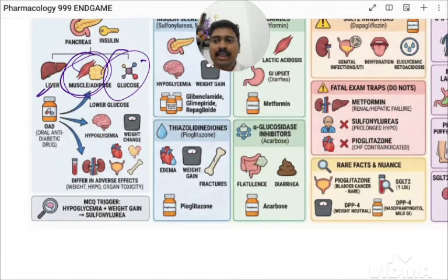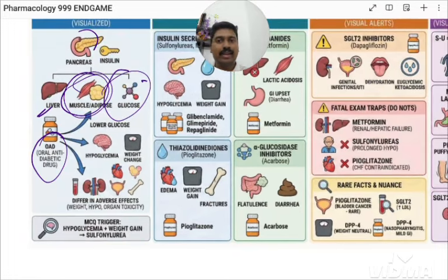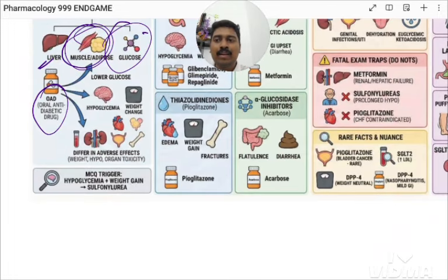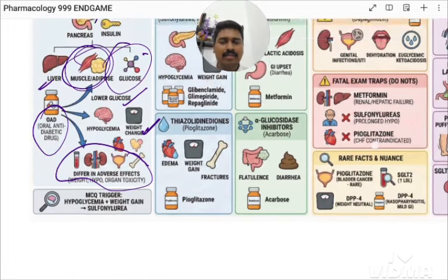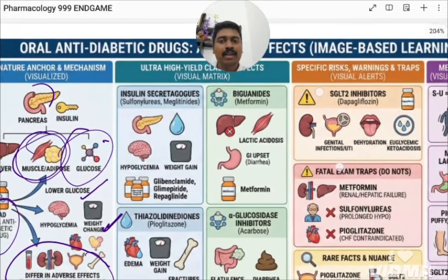Next, what the oral anti-diabetic drugs will do is act through various mechanisms to increase insulin secretion from whatever is there in the pancreas. Now, these oral anti-diabetics will lower glucose levels. They can cause hypoglycemia. They can also alter weight, and they can differ in adverse effects with respect to different organs.